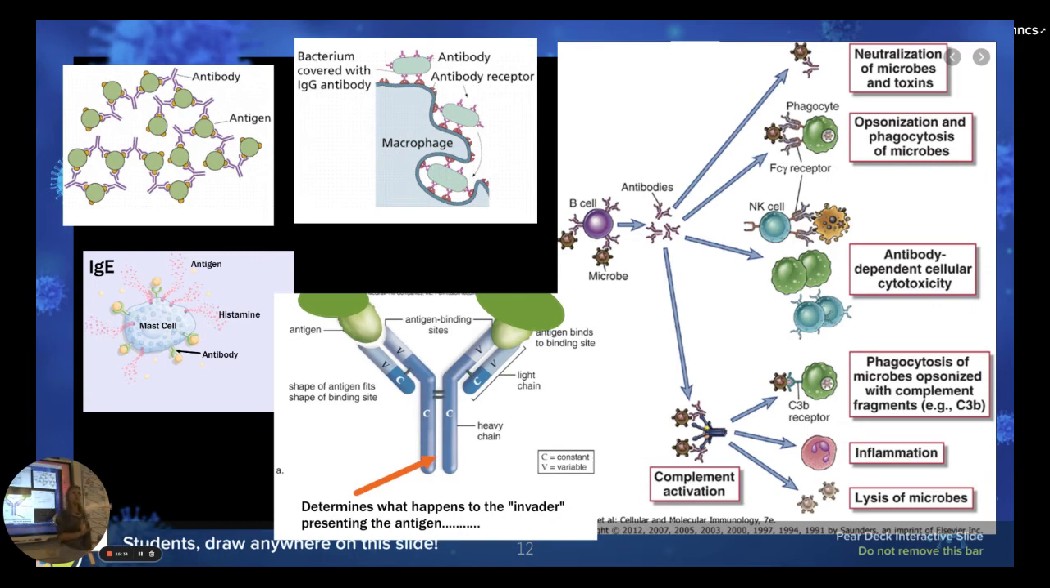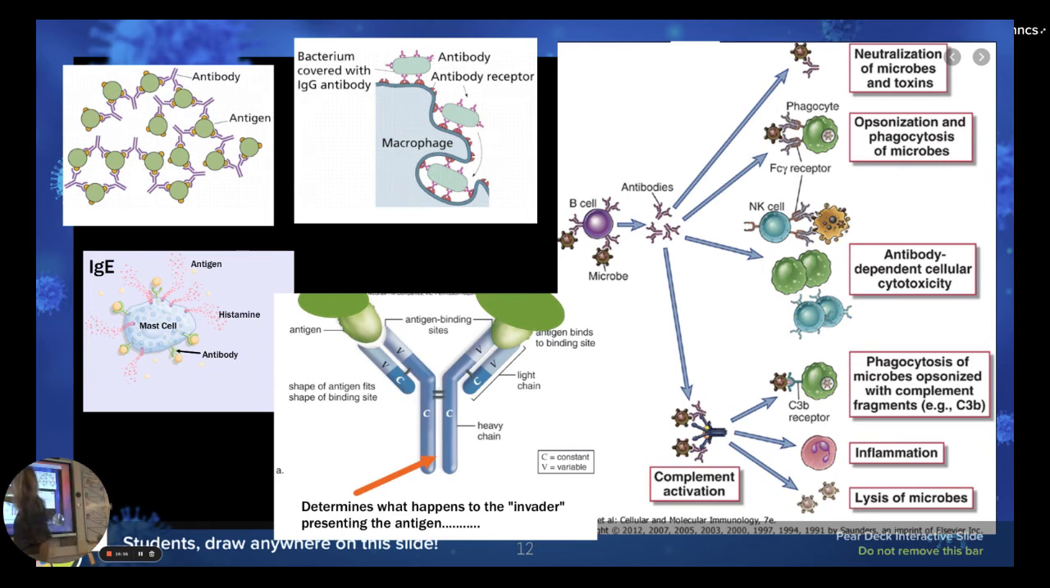But I believe one of your additional objectives wants you to know about IgE, and that is the specific antibody that embeds itself into mast cells to trigger those mast cells to release what? Histamine. Good. Okay. And then when antibodies are on pathogens, it makes macrophages want to eat them more.